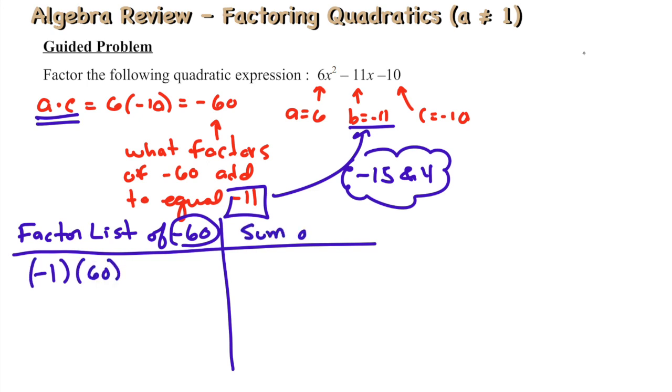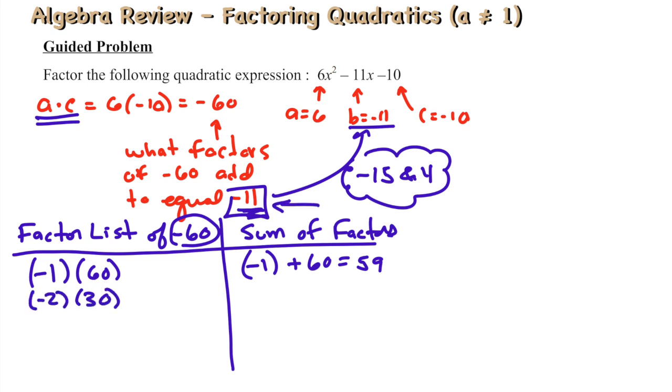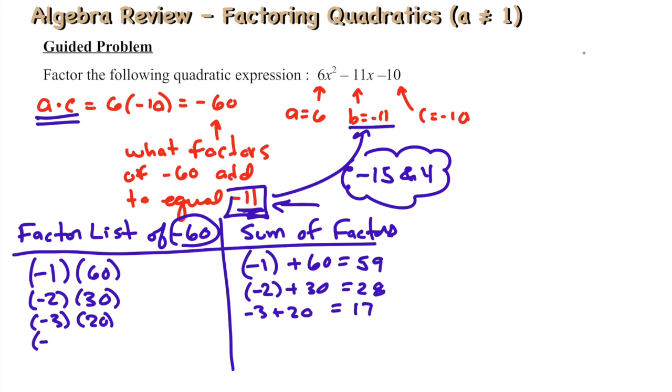But now we want the sum of the factors. Negative 1 plus 60 equals 59. And we say, well, that's not negative 11. We want negative 11. That's the number that we want. So we go on. Negative 2 times 30 gives us negative 60. If we add those together, we get 28. Still not negative 11, so we keep going. Negative 3 times 20 is negative 60. If we add those, we get 17. Getting closer to 11. Negative 4 times 15 is equal to negative 60. If we add those, we get 11.